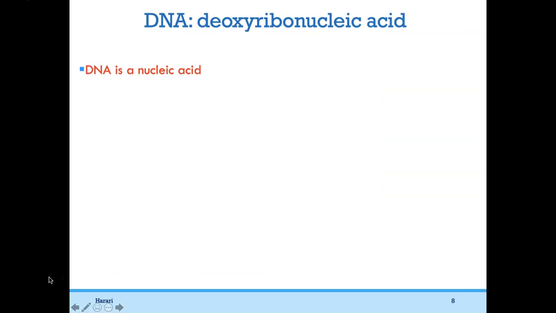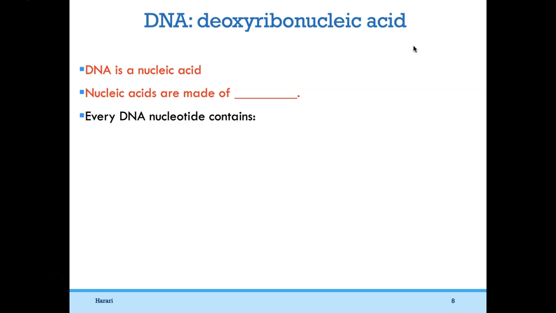So let's go back to chapter 3, when we first introduced DNA. And we said DNA stands for deoxyribonucleic acid, right? So just like the name suggests, DNA is a nucleic acid. That's the type of biomolecule DNA belongs to. What are nucleic acids made out of? If you recall, nucleic acids are made up of nucleotides, and every DNA nucleotide contains 3 things. What are those 3 things?